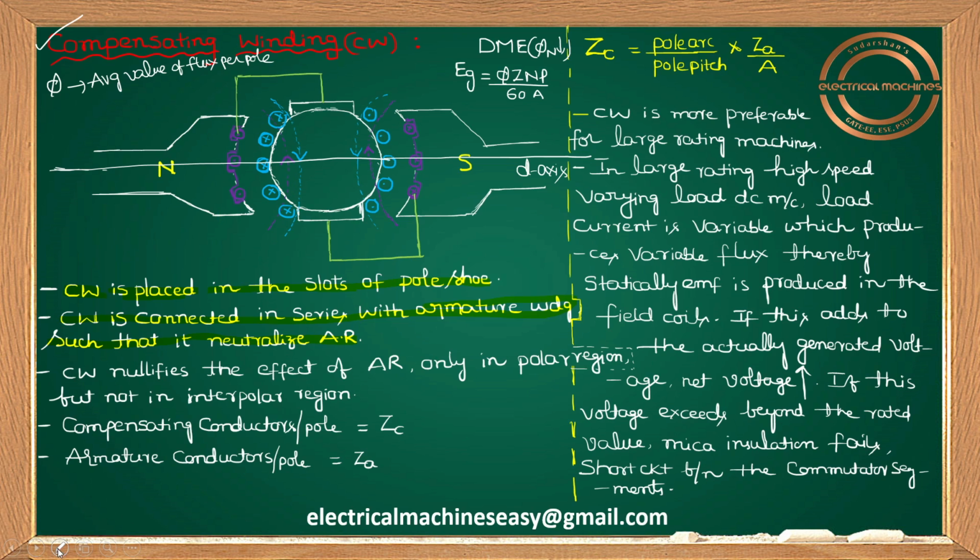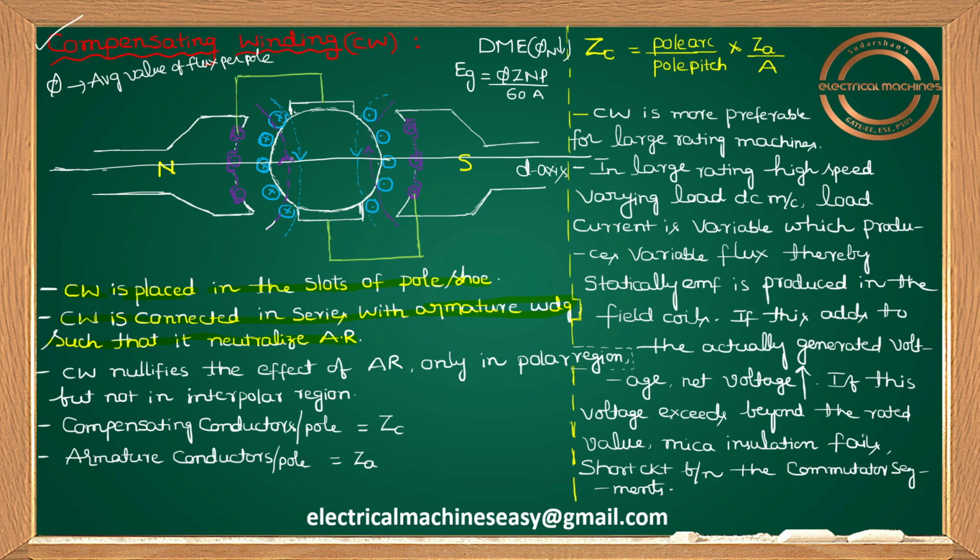Please try to see, I'm just using a different color for this. So this should be the direction of the compensating conductor flux. It should be in the anti-clockwise direction like this.